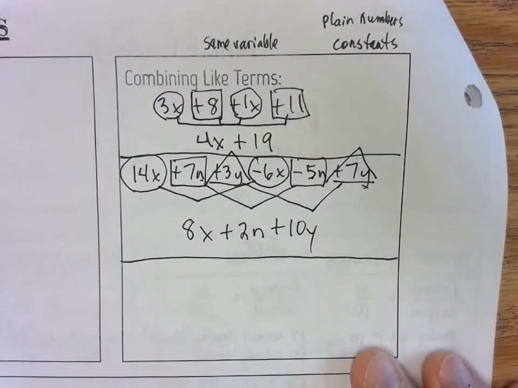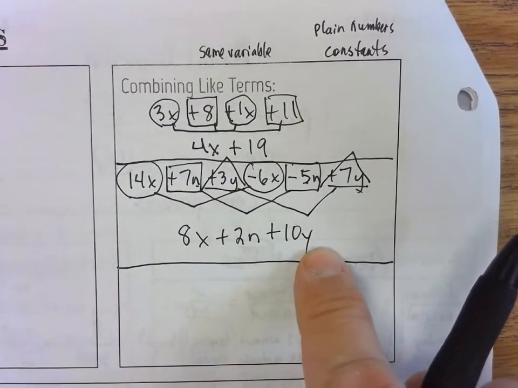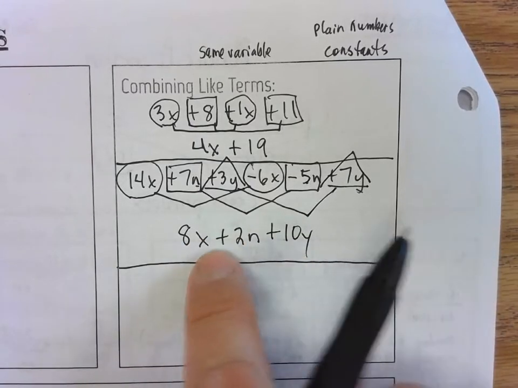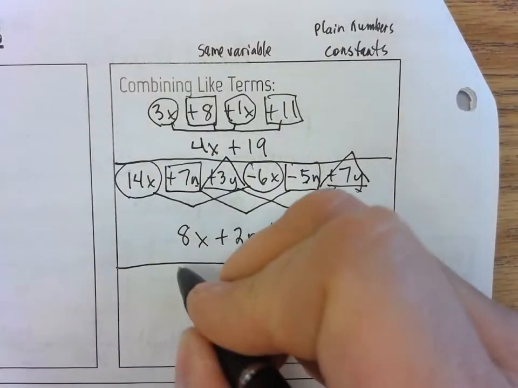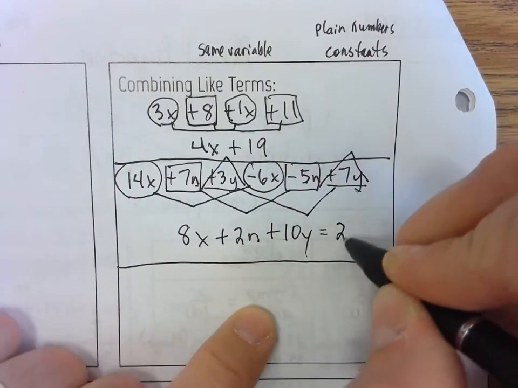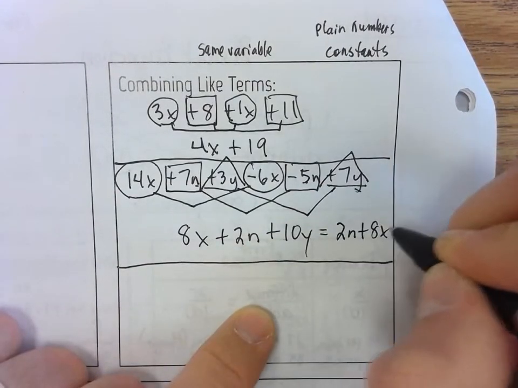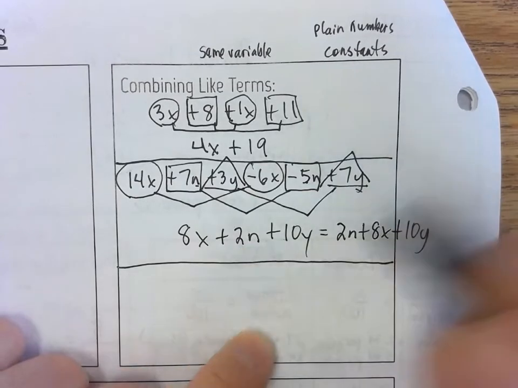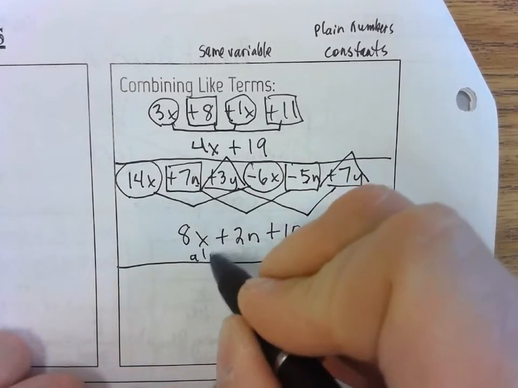Now, the only thing I really don't like about that is it's not in alphabetical order. I would like you to put the variables in alphabetical order. So if we're going to do that and actually put it in the right order, of course, n comes first, so it would be 2n plus 8x plus 10y. So you probably want to put it in alphabetical order.